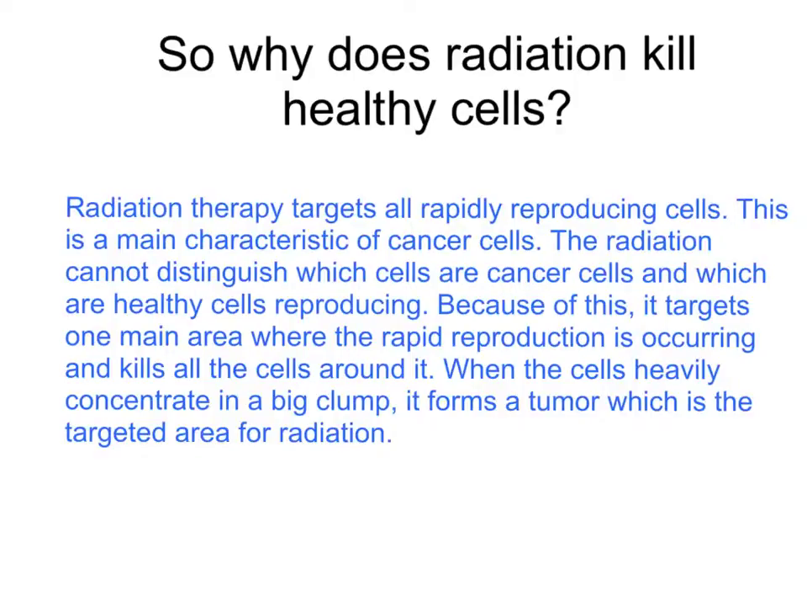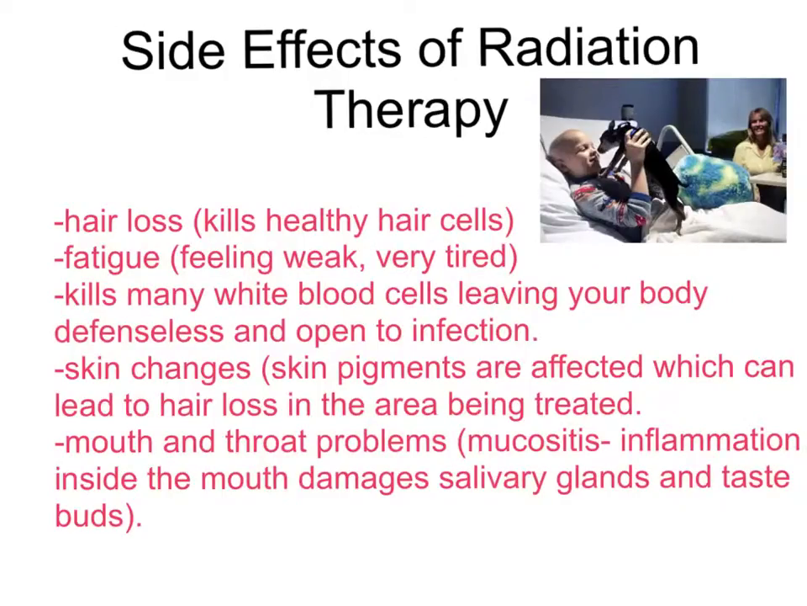Because of this, it targets one main area where the rapid reproduction is occurring and kills all the cells around it. When the cells heavily concentrate in a big clump, it forms the tumor, which is the targeted area for radiation. These are some of the side effects of radiation therapy.